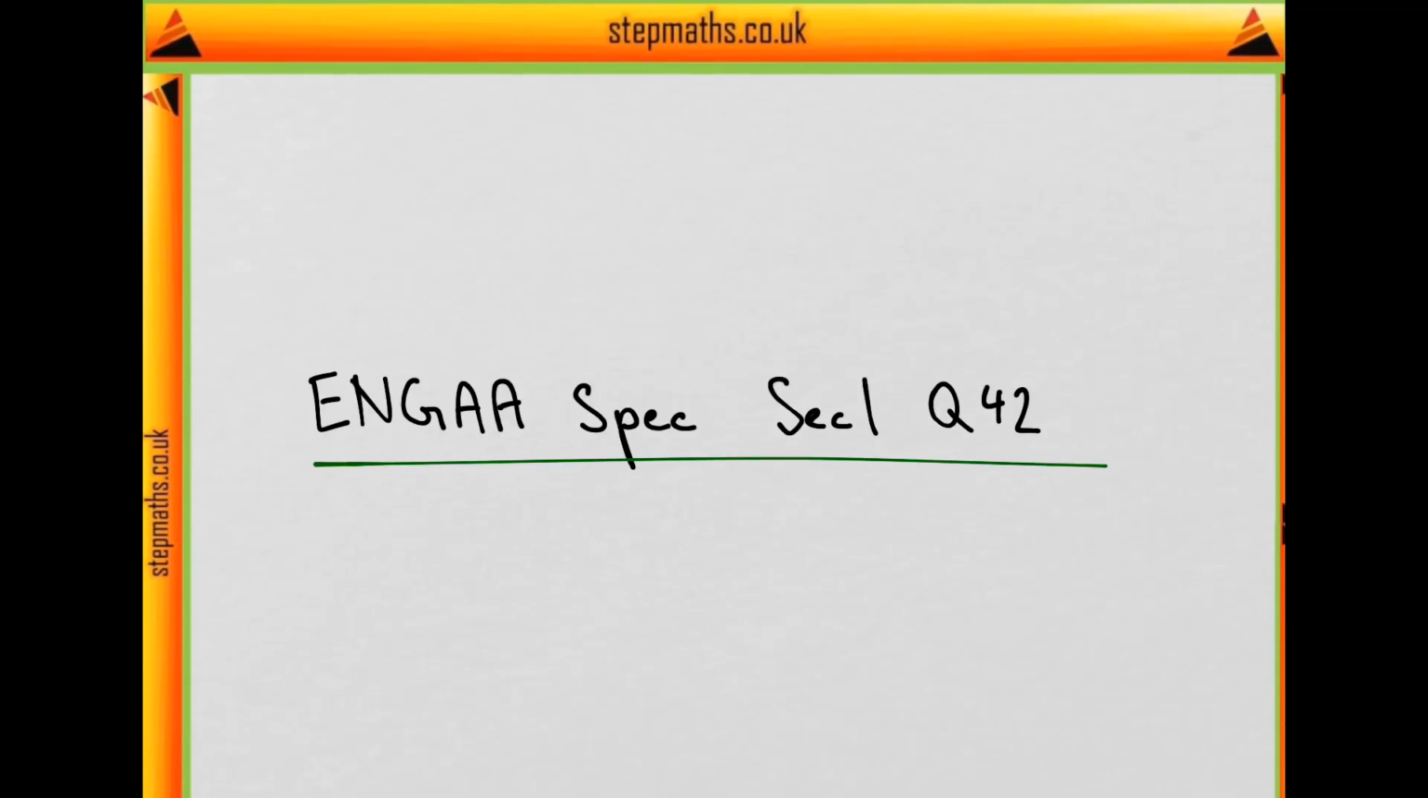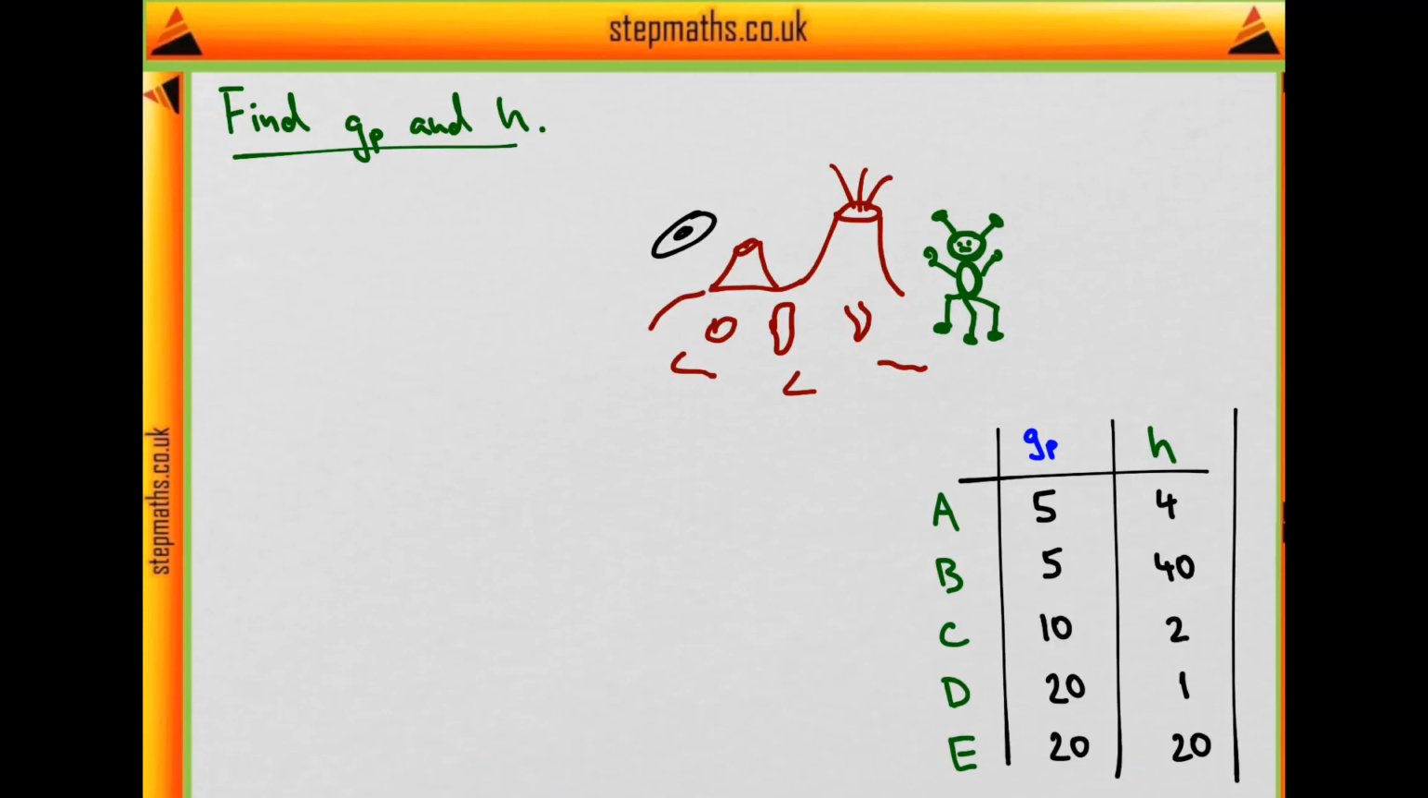In this video, we are going to look at question 42 from the specimen paper. We have just arrived on a newly discovered planet, and the first thing we see is a local inhabitant of sorts playing with a ball. And that's a great opportunity for us to learn something about this new planet.